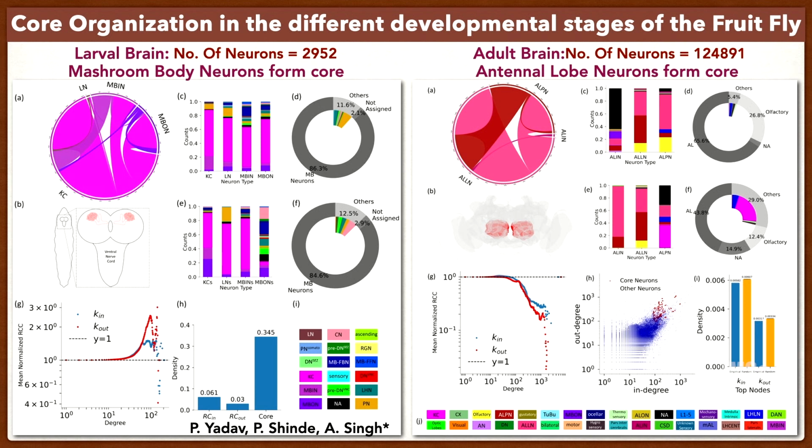We find that in the case of the larval brain, the mushroom body neurons form the core. So what are the mushroom body neurons? Mushroom body neurons are the part of the brain of Drosophila which performs most of the computation, processing the information from the antennal lobe and other brain areas. Here we got that all the core neurons were mushroom body neurons, and these core neurons were also forming the rich club.